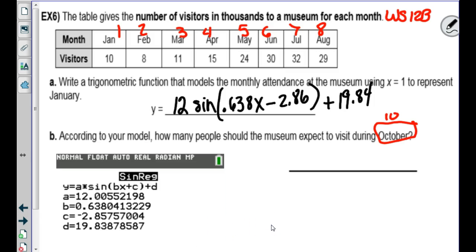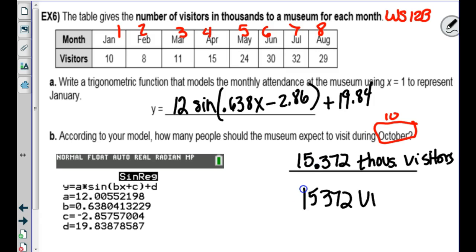15.4. Did someone else get 15.4? Was that what was in the table as well? Yeah, okay. So we can make it 15.372 or 15.4. Doesn't matter. I'm not going to be that picky. But what is it? Thousands of visitors. So you either need to label that here, or you could multiply by 1,000 and make it 15,372 visitors. All right. I don't know that it's that tricky on the quiz, but you get the idea?